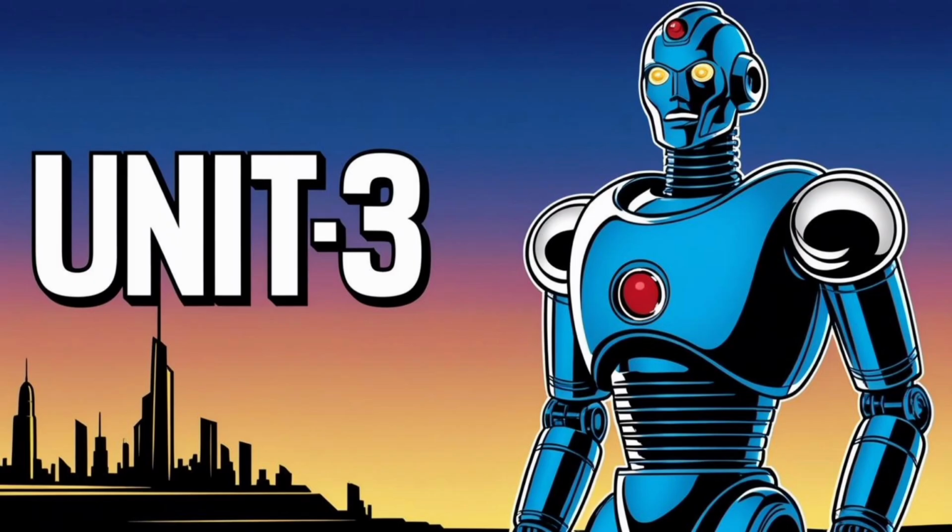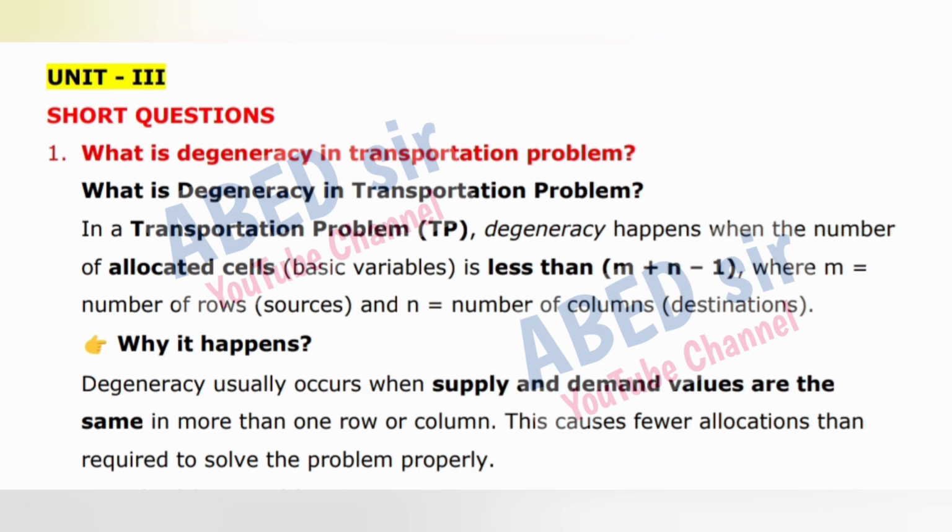Unit 3 first important short question is: what is degeneracy in transportation problem? In a transportation problem, TP, degeneracy happens when the number of allocated cells, basic variables, is less than m plus n minus 1, where m is equal to number of rows, sources, and n is equal to number of columns, destinations. Why it happens? Degeneracy usually occurs when supply and demand values are the same in more than one row or column. This causes fewer allocations than required to solve the problem properly.